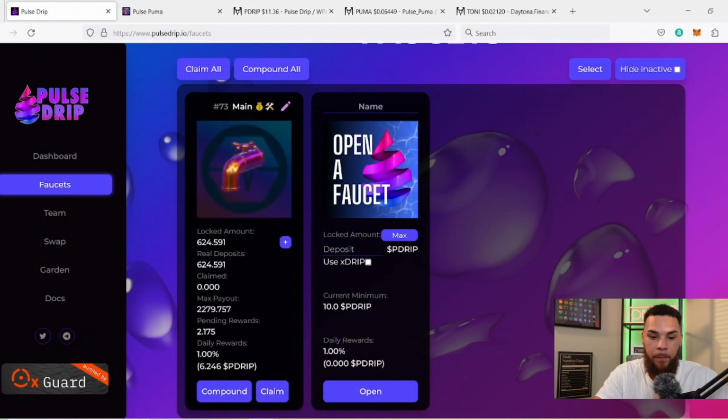So this is PulseDrip. It pays you out 1% every single day. Yesterday was the launch for it, and everything went very smooth. At first, there were some issues because a lot of volume came into the system, and people were sitting there complaining and things like that. But you have to understand the game, right?